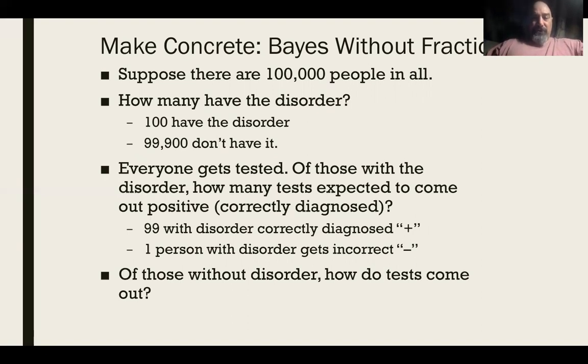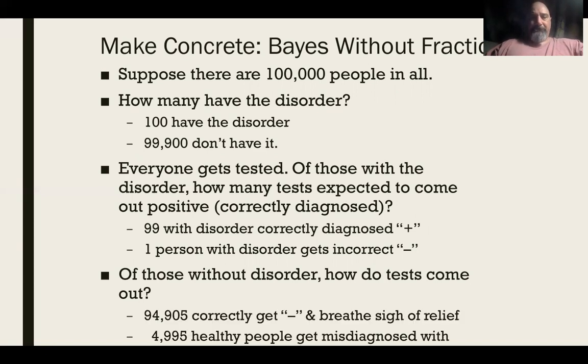Okay, of those who don't have the disorder, how are the tests going to come out? Well, most people don't have the disorder, and 94,905 are going to correctly be told that they don't have the disorder. And yet, right? What about the 5% that are incorrectly diagnosed? 4,995 are getting misdiagnosed and being told that they have the disease when in fact they don't, right?